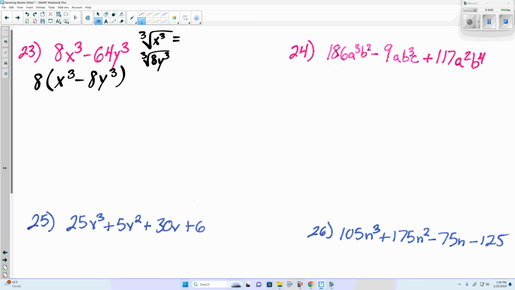All right. Now we're going to take the cube root of both of these here. The cube root of x to the third is nice because that's just x. Cube root of 8y cubed, well, we would have y. And the cube root of 8 is 2.